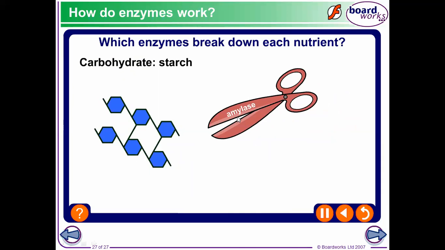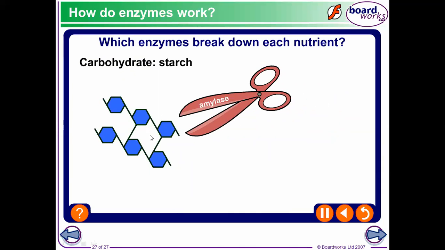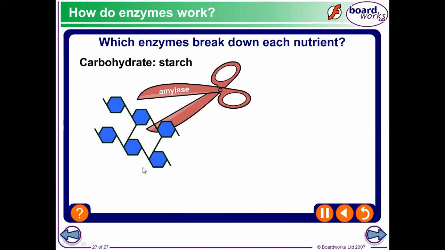Here the amylase acts as a scissor that cuts it into smaller particles, which are simple sugar.